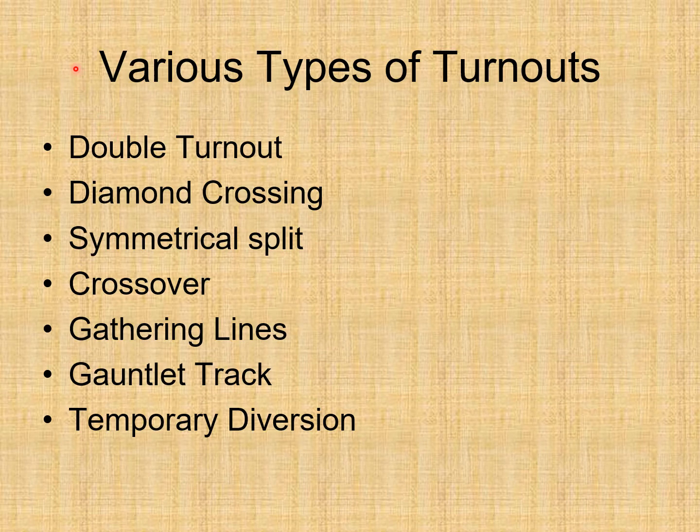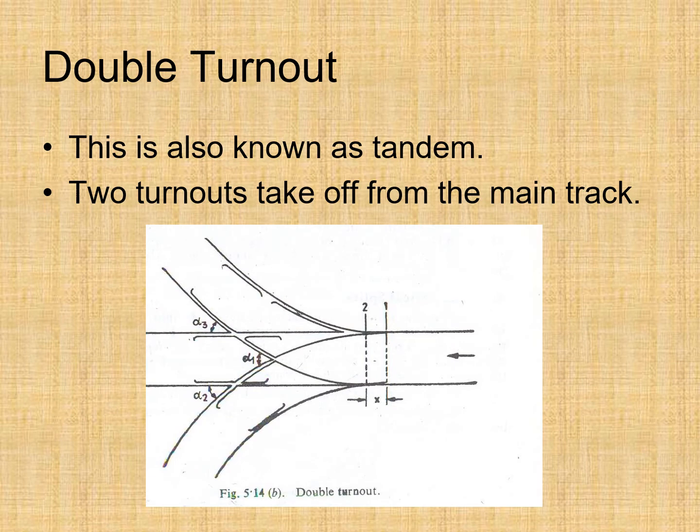Various types of turnouts: double turnout, diamond crossing, symmetrical split, crossover, gathering lines, gauntlet track, temporary diversion. So double turnout. This is also known as tandem. Sometimes we use the word tandem for the double turnout. Two turnouts take off from the main track. So look at that. This is the main track and the two turnouts are there. This one and this one.